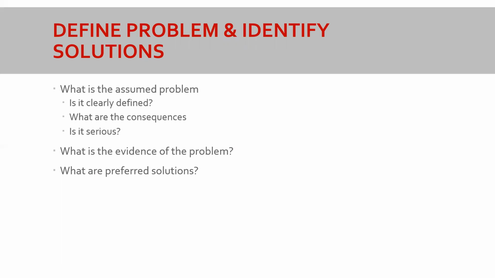So this would be the difference in my world between saying students aren't doing well and saying students who earn below a 2.0 in a particular semester are 25% more likely to depart the institution. So we want to make sure that the problem is clearly defined. That way we can also identify what the consequences are.